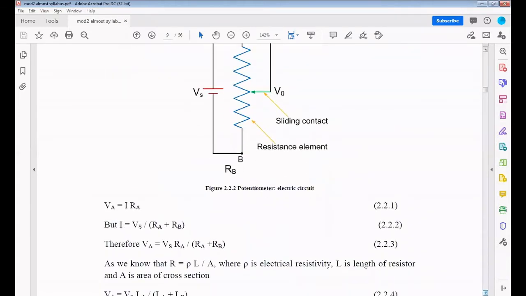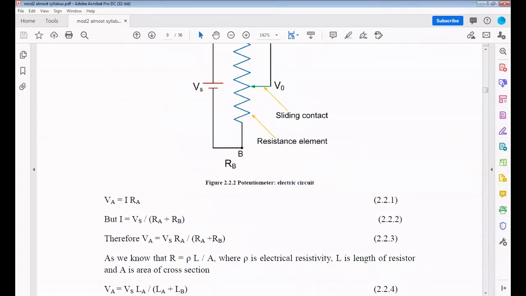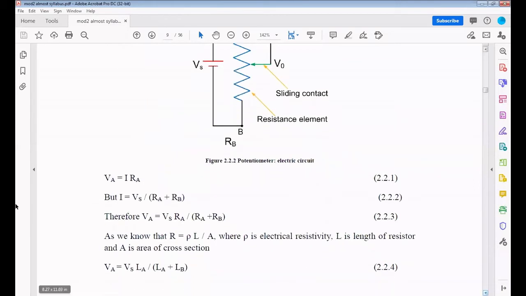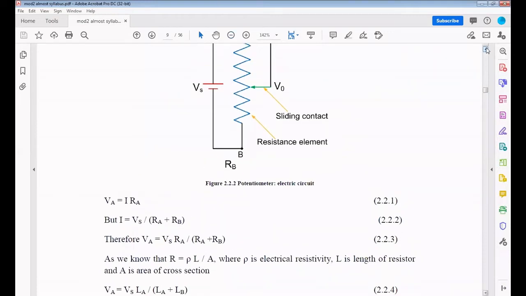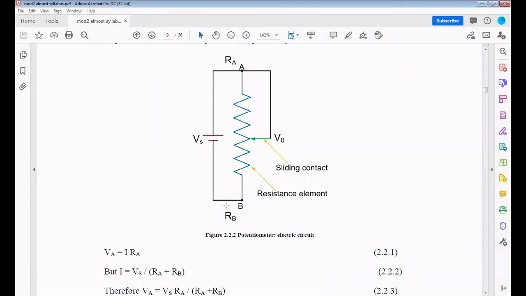So these are the formulas for the potentiometer. Yesterday we didn't discuss this one. Basically, voltage according to Ohm's law, V is equal to IR. So in that we can find out current, I is equal to V by R. But for R, resistance, we can take here the total resistance from RA to RB. RA point is here and RB point here.